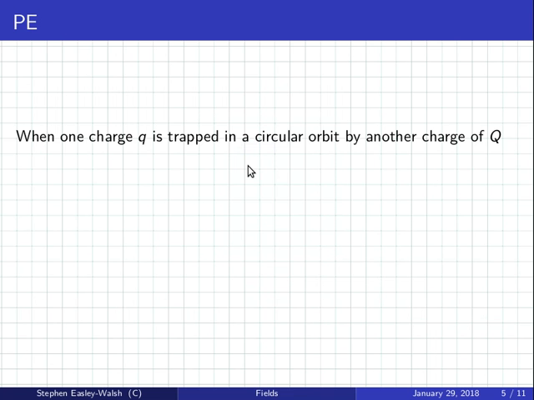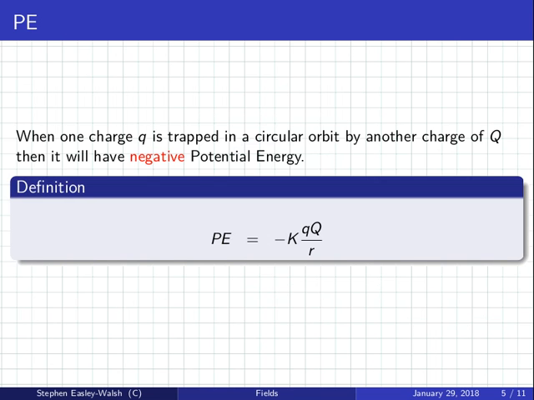Okay, now when one charge is trapped in an orbit by another charge, then it will have negative potential energy. And again, we talked about this before. Negative means it's trapped. And in fact, we can calculate it. It's equal to minus k Q Q over R. No square. Why R and not R squared?